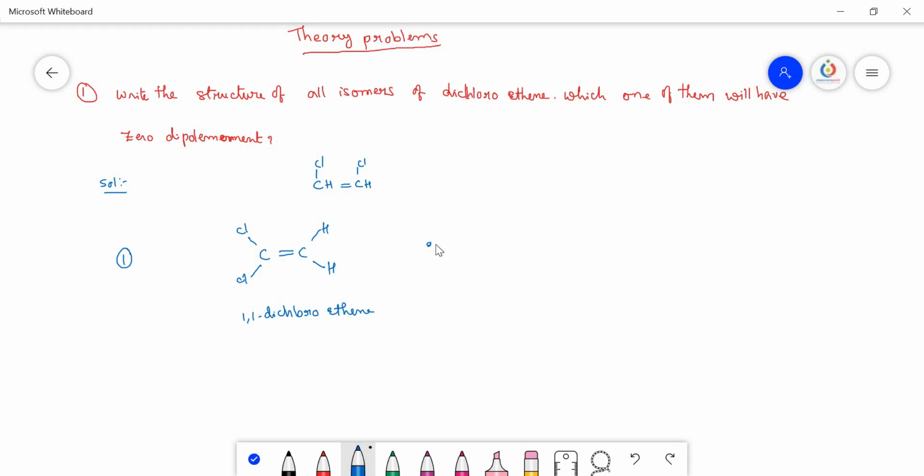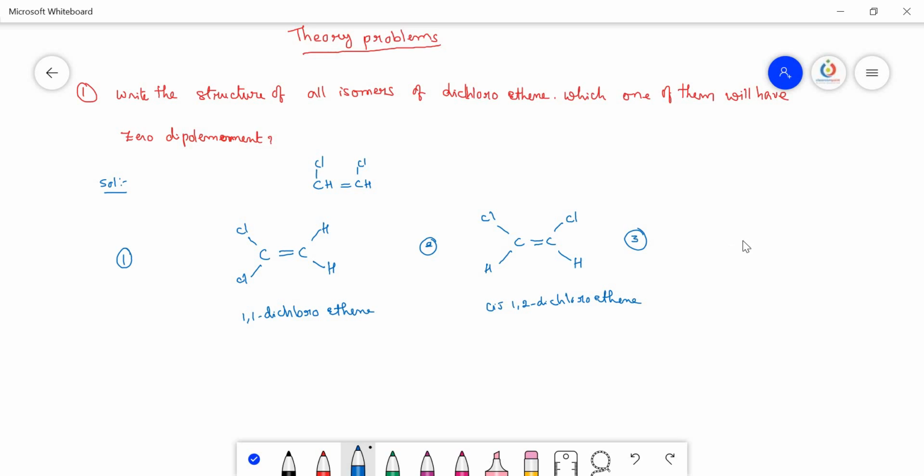So next, the second one is, you have to keep both of these chlorine atoms on the two carbon atoms. So while keeping these two chlorine atoms, you may keep them on the same side or on the opposite side. So if you keep them on the same side, we get one geometrical isomer, that is cis-1,2-dichloroethene.